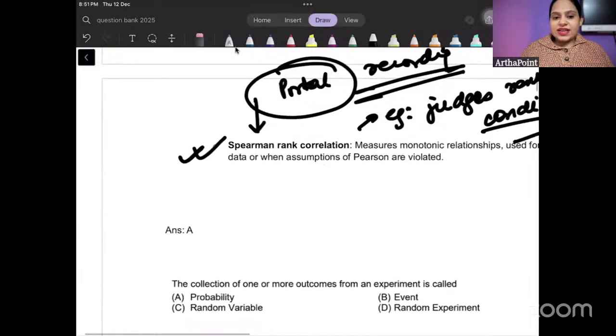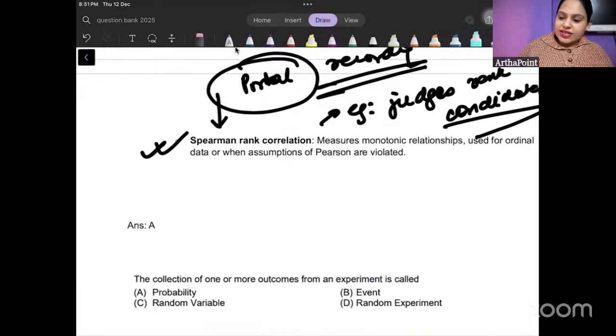Okay, try the second question now. Try the second one. The collection of one or more outcomes from an experiment is called.